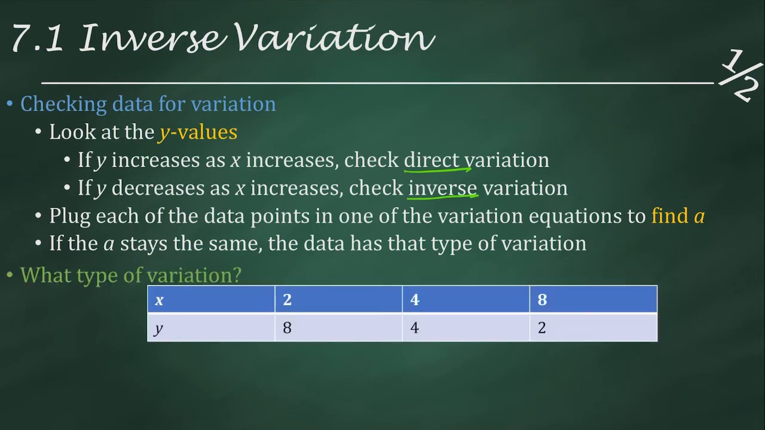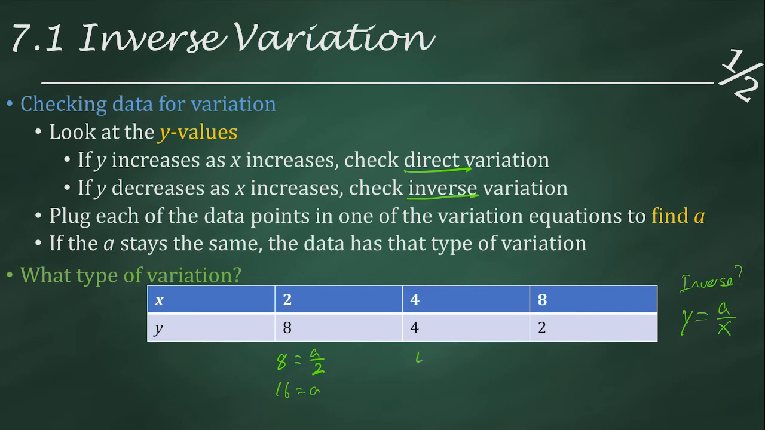For example, here's a small table. What type of variation? Well, as you can see, as x gets bigger, y gets smaller. So we're going to try inverse. Inverse is y equals a over x. So if I do that, I have 8 equals a over 2 for the first point. Multiply by 2, so a is 16.